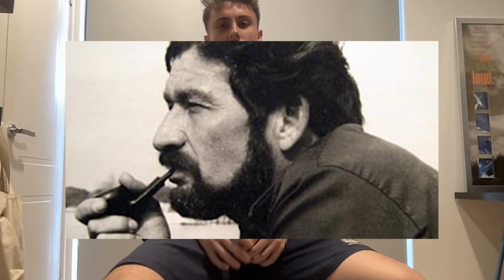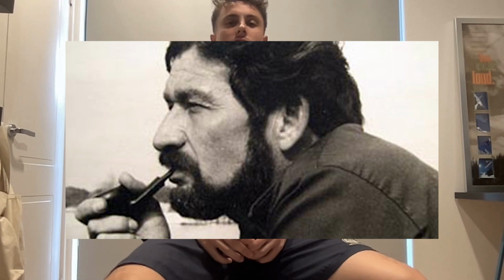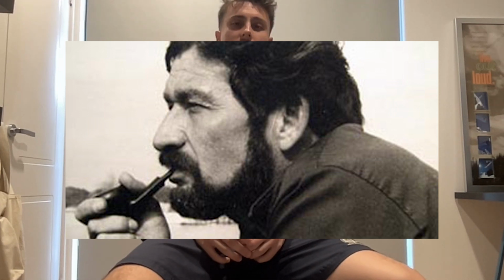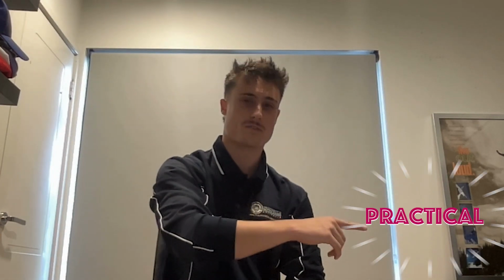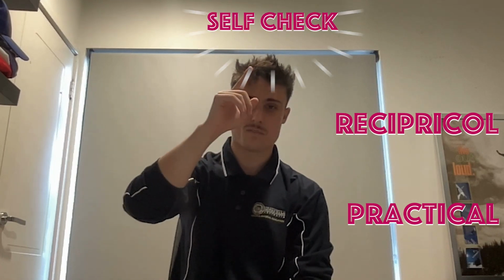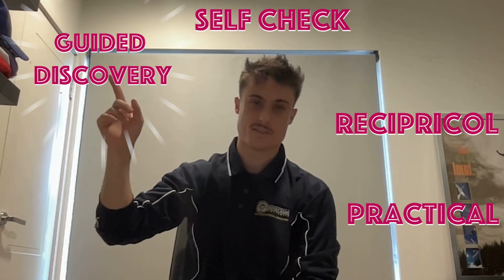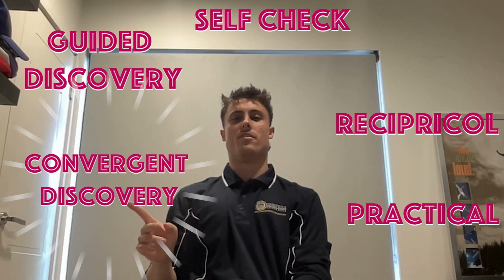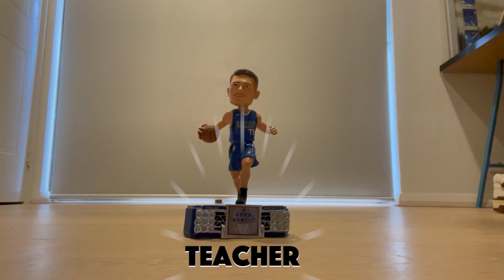Analysing 5 different teaching styles based off of Mosston's spectrum of teaching styles. These 5 styles include practical style, reciprocal style, self-check, guided discovery, and convergent discovery. Alright, let's get straight into it.